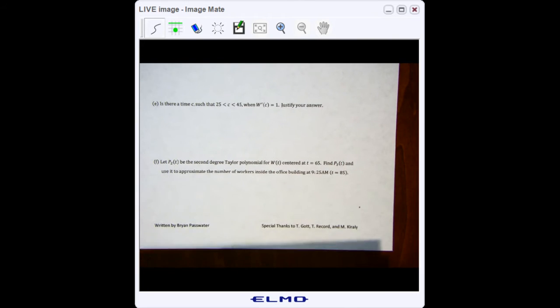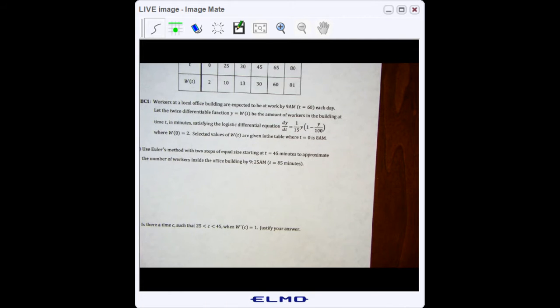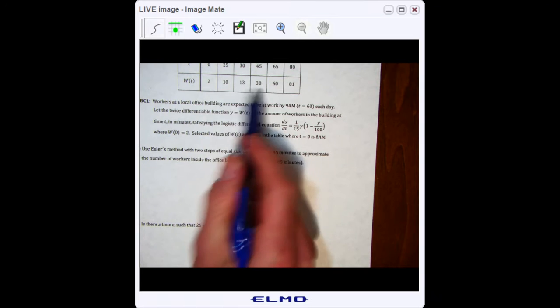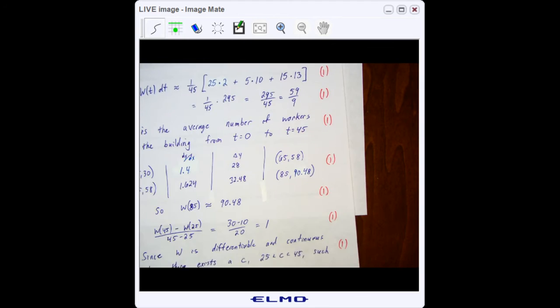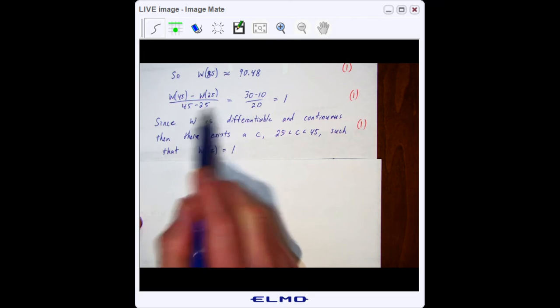All right, part E. Is there a time between 25 and 45 where the derivative of W is 1? Justify your answer. When you see that, you should think of the mean value theorem. Is there somewhere between 25 and 45 where the derivative is 1? And you can tell here that the slope between 25 and 45 is 1. So you had to show that. That was 1 point, to show the slope between 45 and 25 was 1.